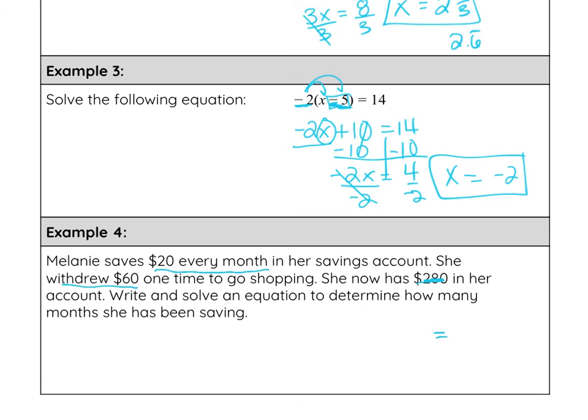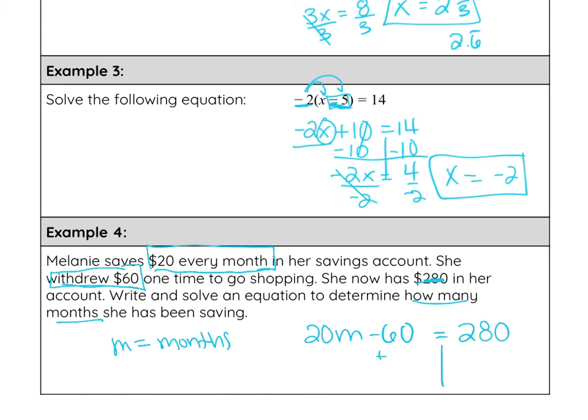So we know it's equal to 280 because that's how much she has. She saves $20 every month, and we're looking for how many months. So let's say m is equal to months. So it would be 20m. And then because of that withdrew 60, take out 60, you subtract 60. And then from there you solve.